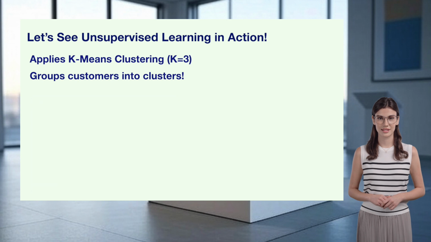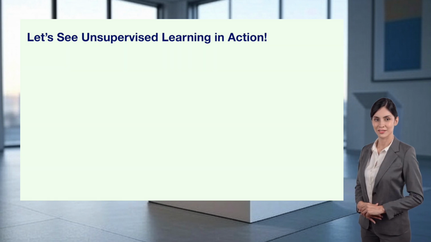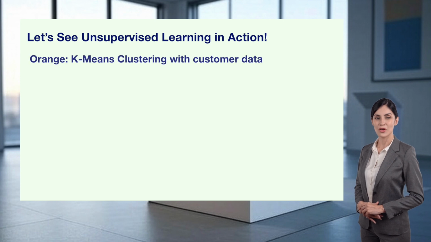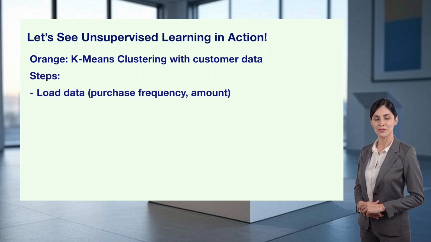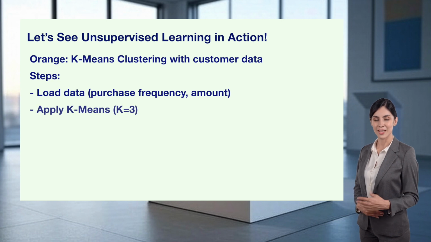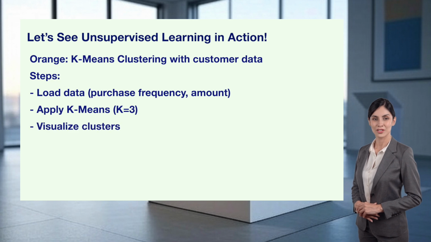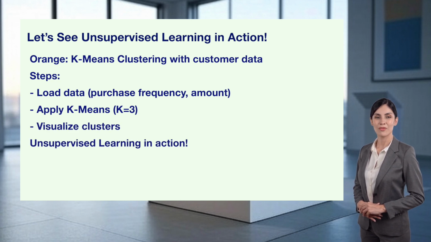Back to you, Anastasia. Thanks, Sophia. That was a fantastic demo. Let's break down how it worked. Orange used k-means clustering with a customer dataset following the unsupervised learning process. The steps were: load the data, like purchase frequency and amount spent, apply k-means with k equals 3 to form 3 clusters, and visualize the resulting groups. This is unsupervised learning in action, discovering patterns without any labels. It's a clear example of how ML can reveal hidden insights.